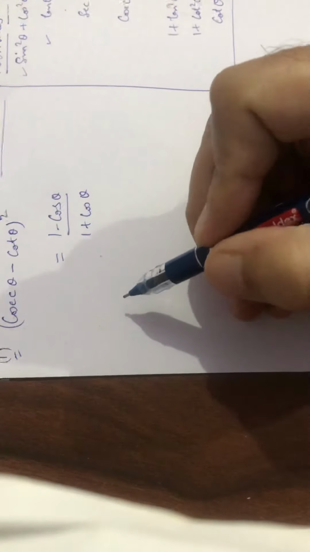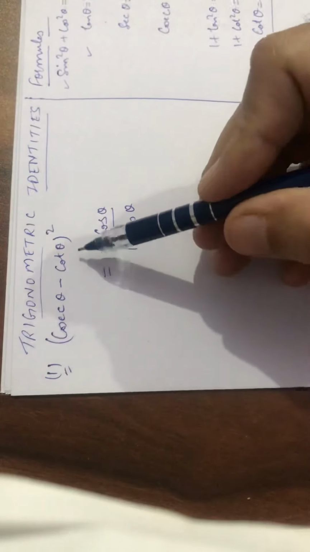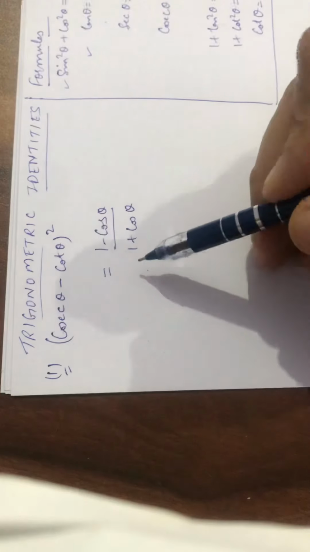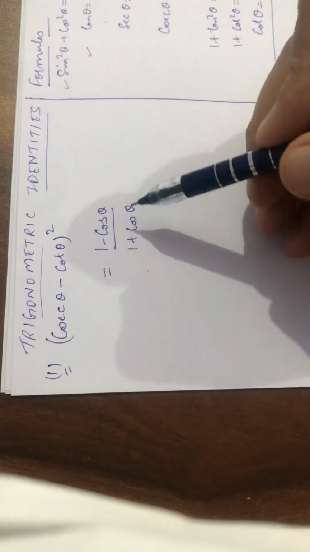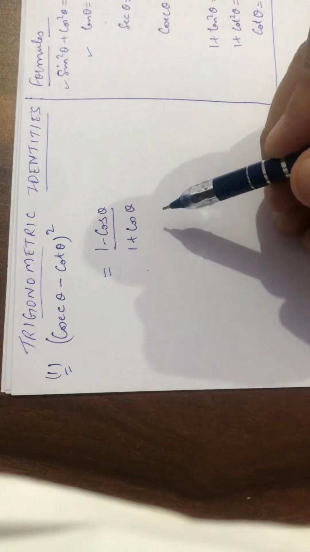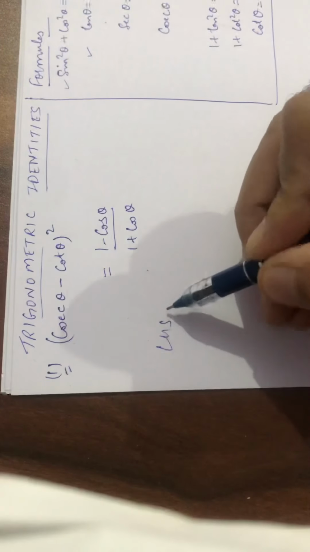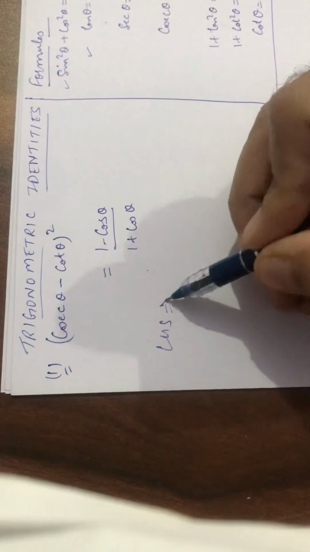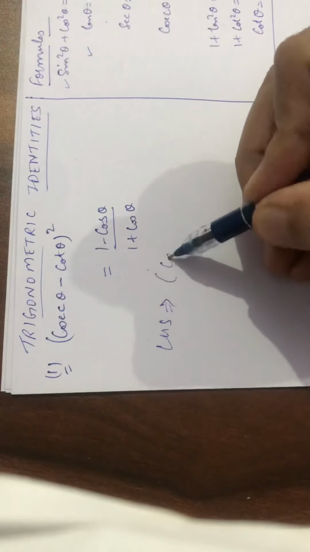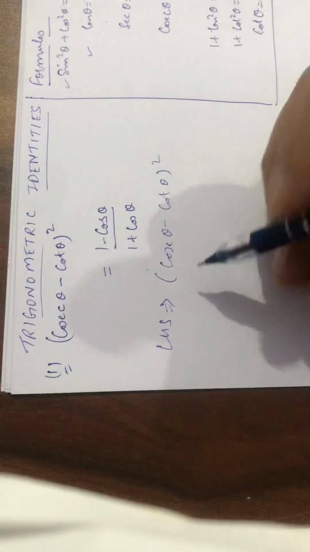For example, we have an identity which says (cosec theta minus cot theta) whole square equals (1 minus cos theta) upon (1 plus cos theta). So this is the identity which we need to prove. So let's start from LHS. LHS we have (cosec theta minus cot theta) whole square.